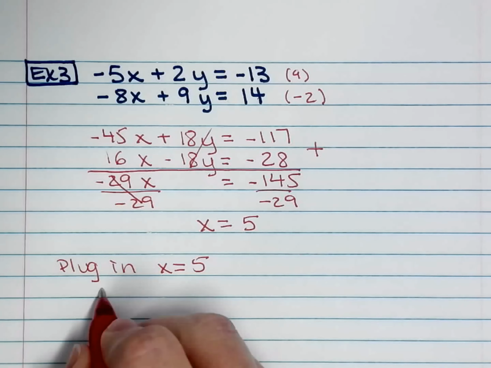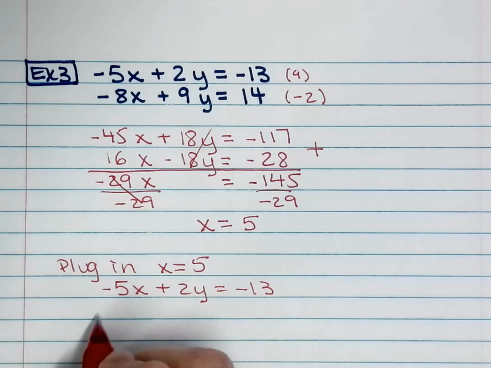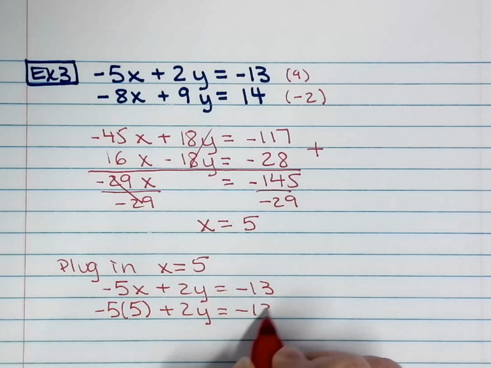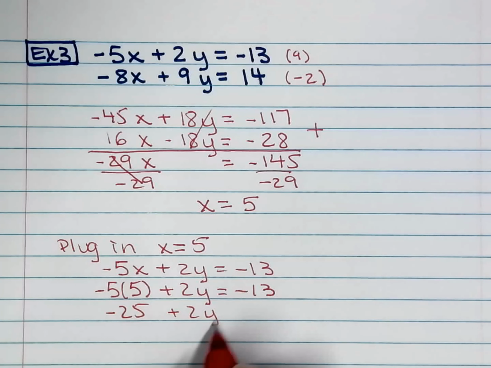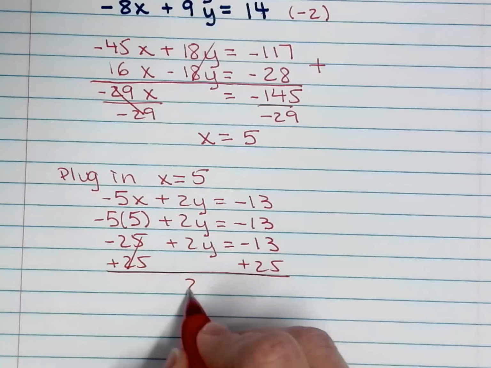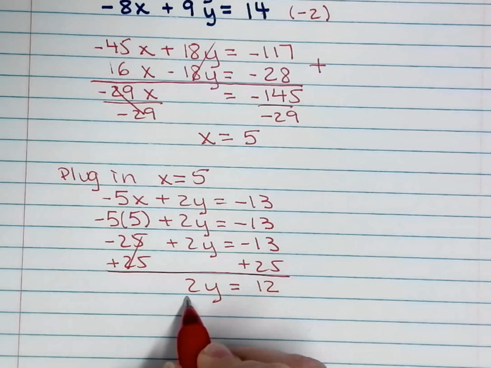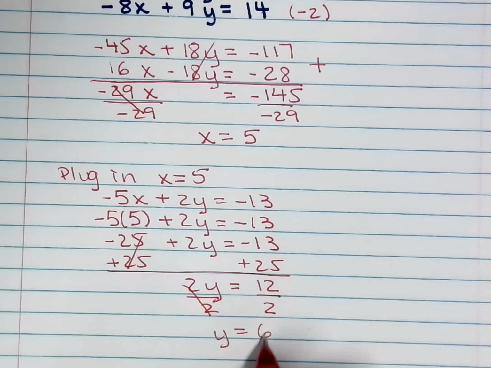I'm going to just do the first one. Negative 5x plus 2y equals negative 13. So substitute 5 for x. Multiply, that's negative 25. Add 25 to both sides. That's 0. Negative 13 plus 25 is 12. Divide by 2. 12 divided by 2 is 6.